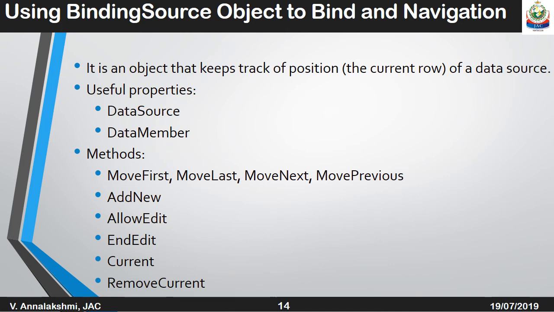Using the BindingSource object to do the binding and navigation. It is an object that keeps track of position, indicating the current row of the data source. It supports the properties data source and data member. The methods are move first, move last, move next, move previous, add new, allow edit, end edit, current, and remove current.